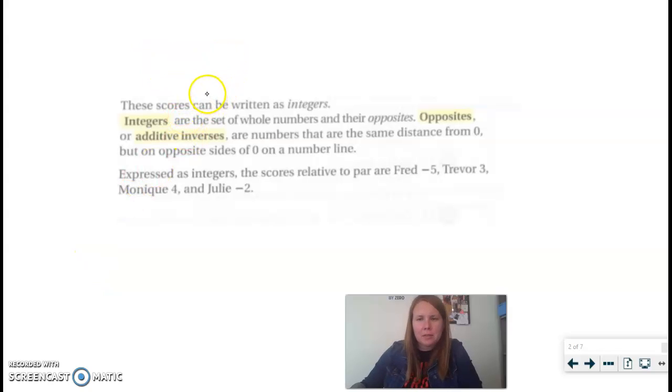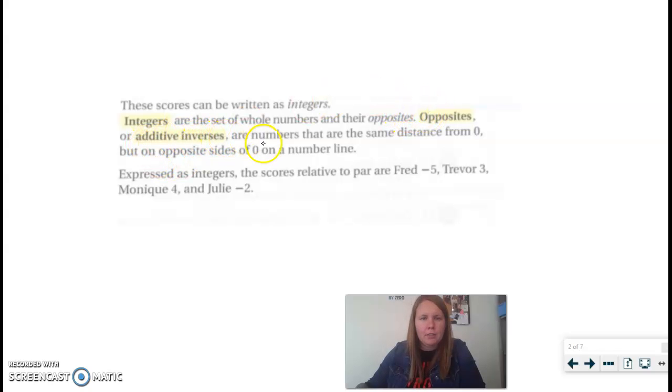And so the first part of the textbook was talking about different kinds of scores. So sometimes when you play different types of games, such as golf or other games, you actually get to subtract, or you have negative points because you're wanting to try and get the lowest amount of points. And so that's why they're saying these scores can be written as integers. Integers are the set of whole numbers and their opposites.